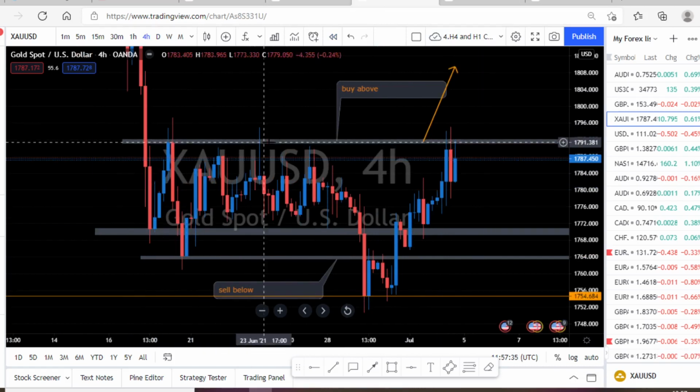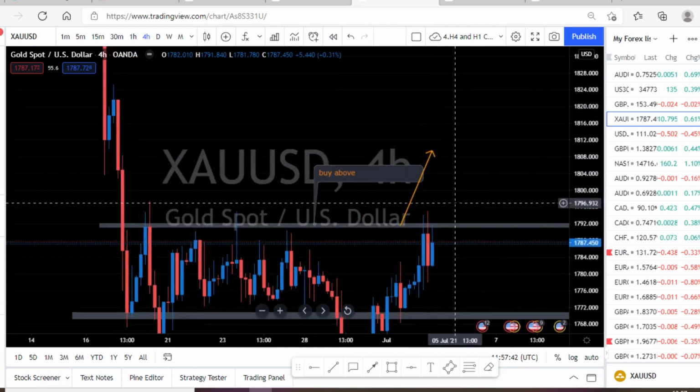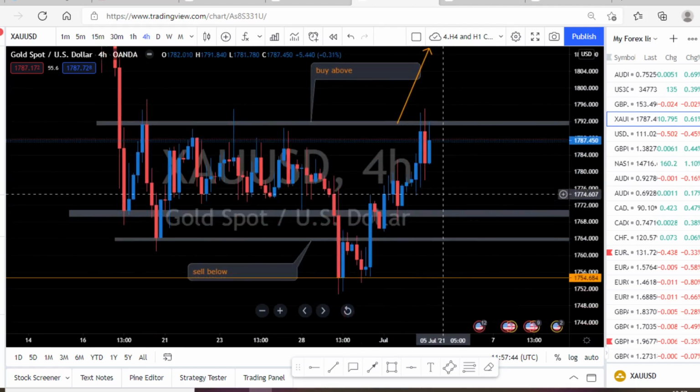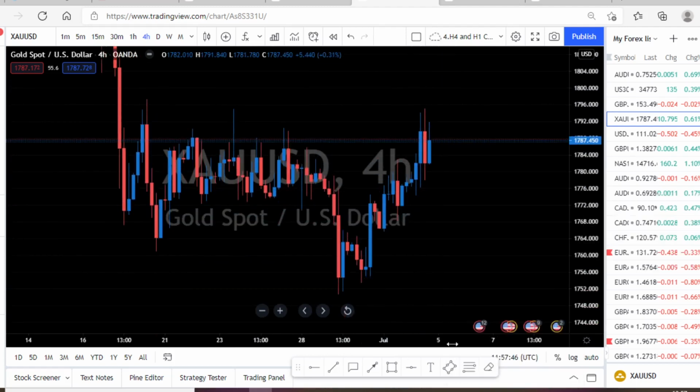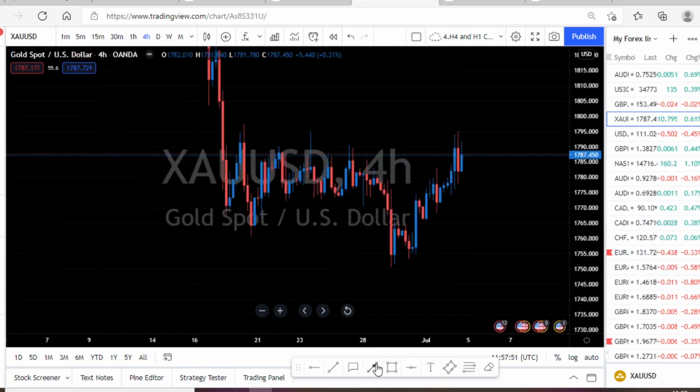If the price can break above this zone and close above, then that will give me a sign that the price is ready to move in an upward direction. Okay, let's remove everything that we have here and try to draw something fresh.